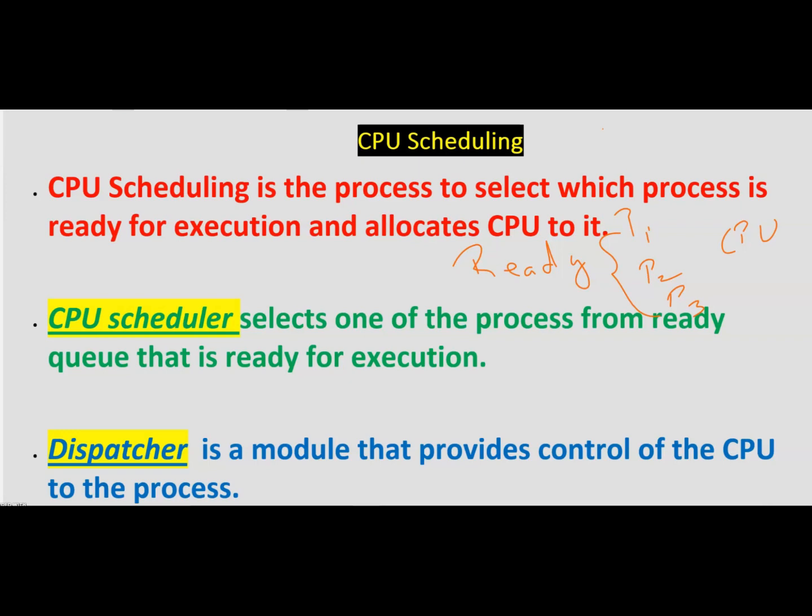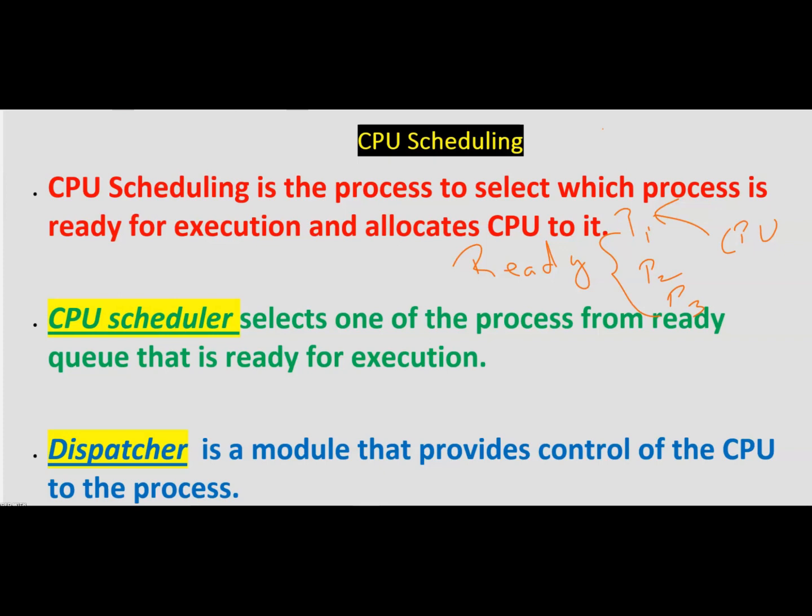But at one time only one process is going to get the CPU. Suppose the CPU has been allocated to process P1; it means that only after the completion of the execution of P1 is P2 going to get the CPU. So who decides which process is going to get the CPU? This is decided by the CPU scheduler, a very important component.